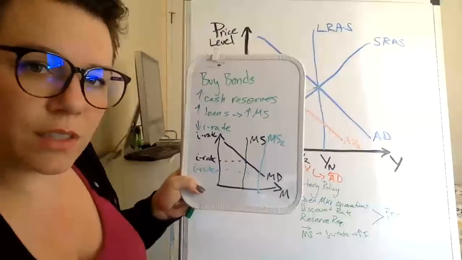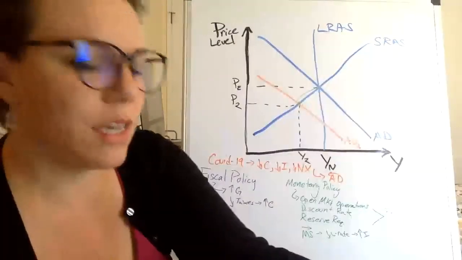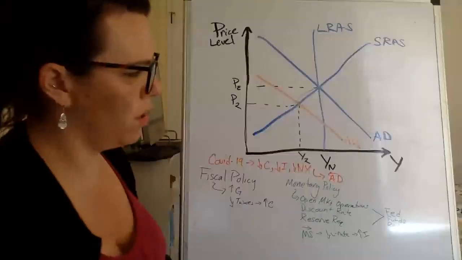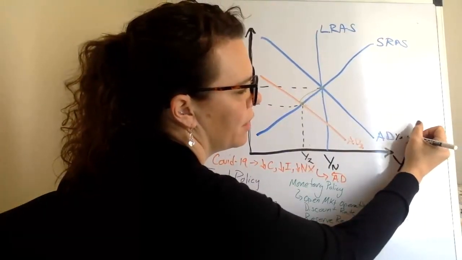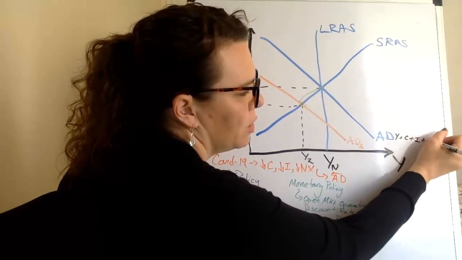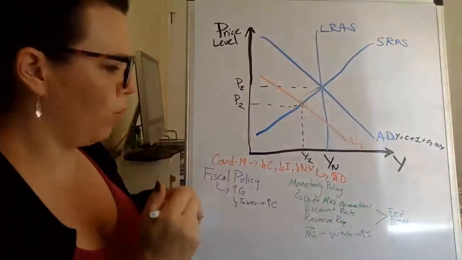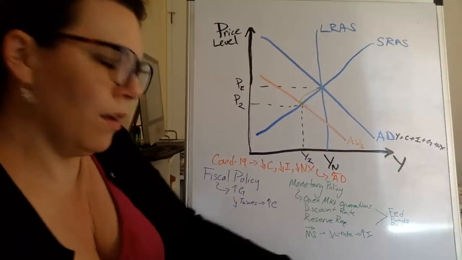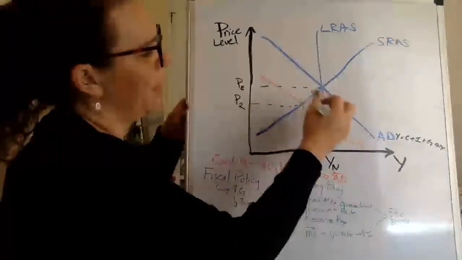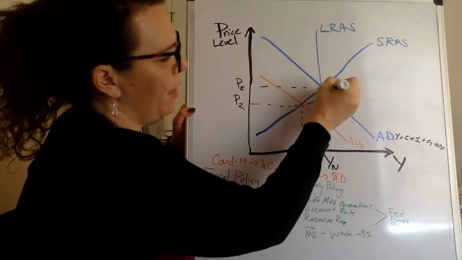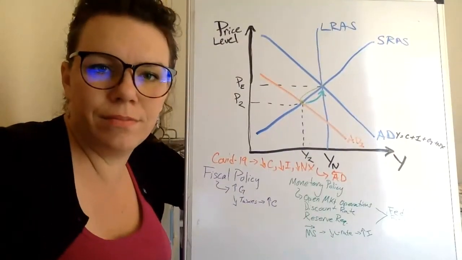Lower interest rates are going to make it cheaper to borrow money. That's going to raise the level of investment spending, right? Because remember that aggregate demand is C plus I plus G plus NX. So if we increase the money supply and lower the interest rate, we're going to see aggregate demand shift back to its original place. Sound good?